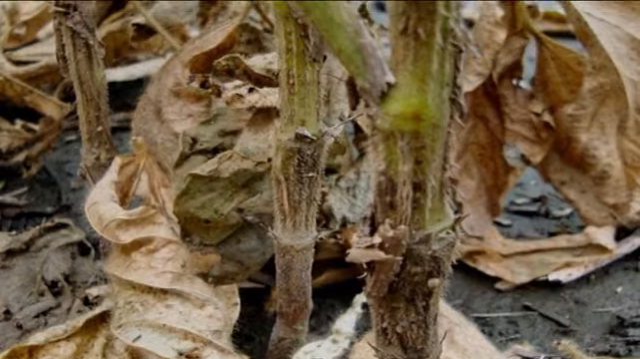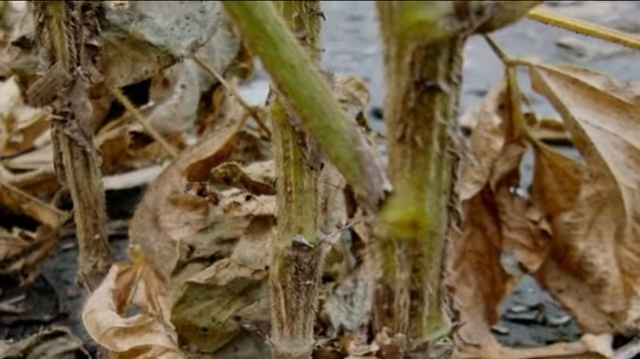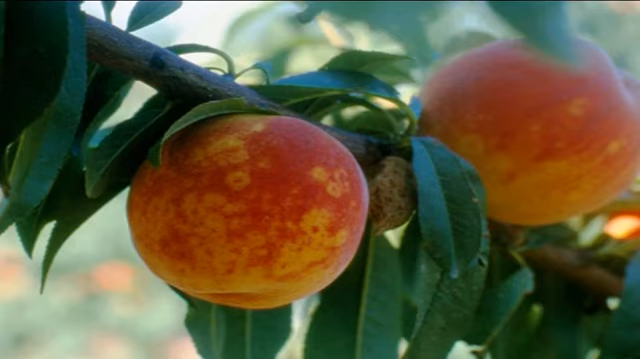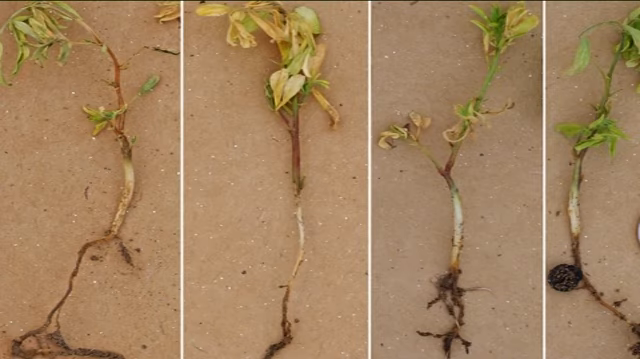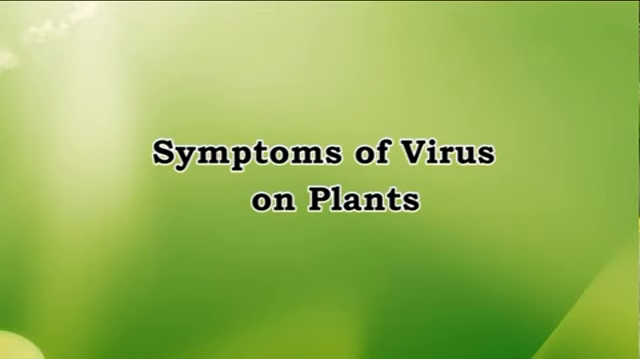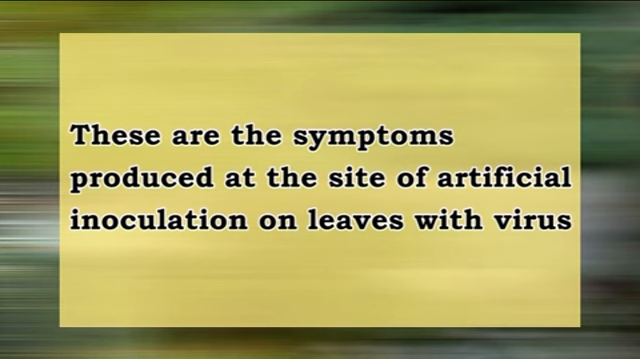But some viruses may cause striking symptoms on the stem, fruits and roots. Let us study about the symptoms of virus on plants. The symptoms may be external or internal. External, or macroscopic, symptoms may be local or systemic. These are the symptoms produced at the site of artificial inoculation on leaves with virus.